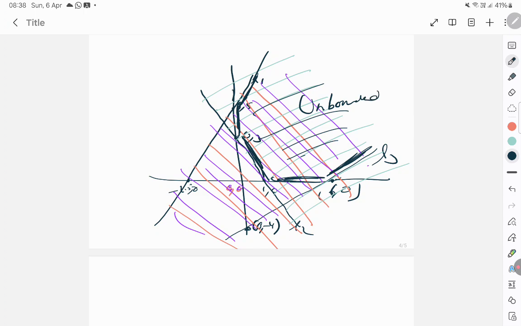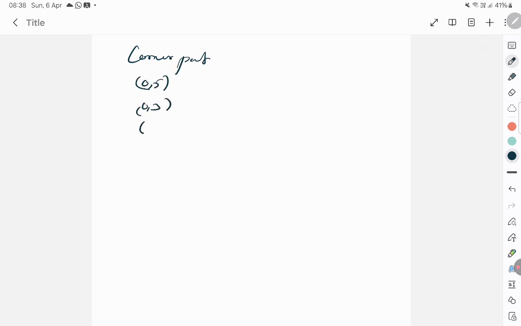So you have to locate the corner points. You already know this is 0, 5, this is 0, 3, this is 1, 0, this is 6, 0. So mark these as the corner points. So you get corner points in the unbounded region, which are 0, 5, 0, 3, 1, 0, and 6, 0, and put in your objective function, which is minus 50x plus 20y. So this will be 100, this will be 60, this will be minus 50, and this will be minus 300.